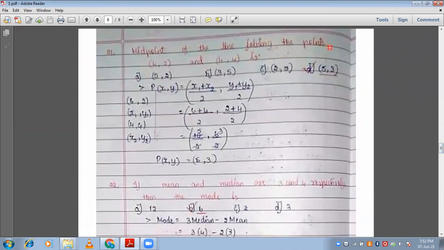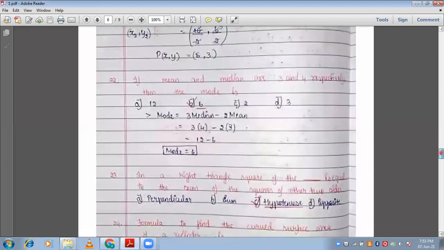Midpoint of the line joining the points (1, 2), (6, 2) and (4, 4) is dash. So here, this one is x1, y1, this is x2, y2. The midpoint formula is P of x, y equals (x1 plus x2) divided by 2, (y1 plus y2) divided by 2. Substitute the values of x1, y1, x2, y2. You will get (5, 3). So option D is correct.